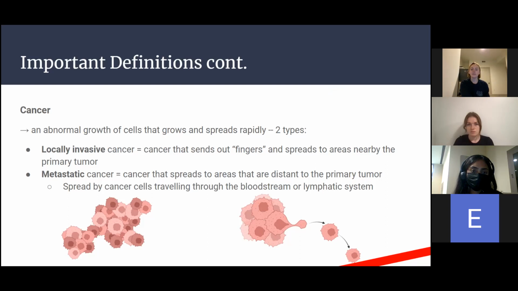It's spread out from the original clump of cells. And on the right, we have a metastatic tumor because its cells are spreading, moving into the blood vessels and being carried to parts of the body that are far away from this original tumor.